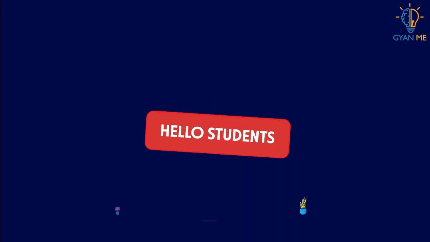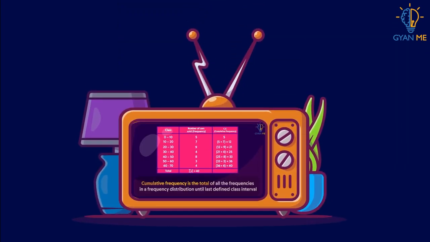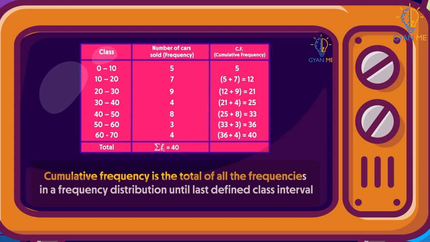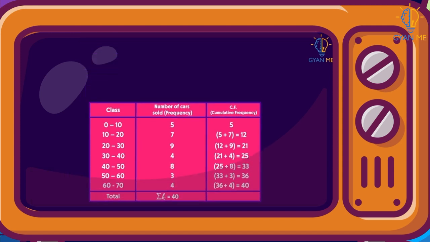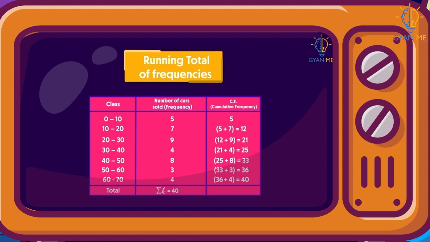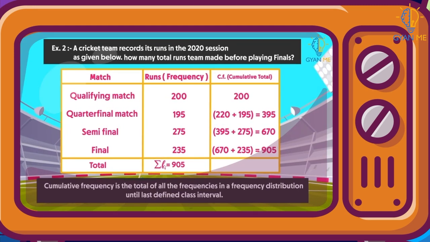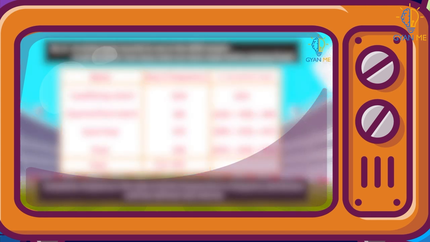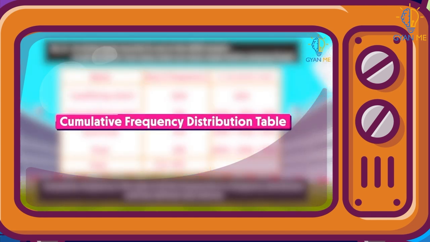Hello students! In our previous video, we learned that cumulative frequency is the sum of all the previous frequencies up to the current point. It is also termed as the running total of frequencies. Students, a table showing the cumulative frequencies is called a cumulative frequency distribution table. In our previous video, we asked you some questions.